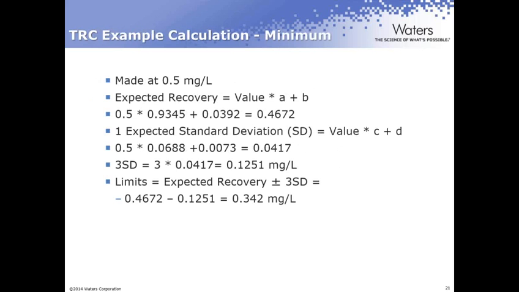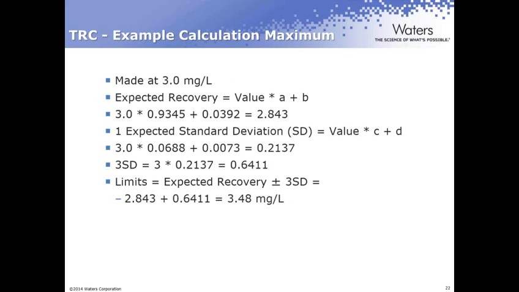So what I'd like to do is do the same calculations that we did for fluoride with residual chlorine. If we made it at the absolute minimum concentration possible for the chlorine, which is 0.5 milligrams per liter, we calculate our expected standard deviation and our expected recovery. We multiply that expected standard deviation by a factor of 3. We come up with 0.1251 milligrams per liter. So we can use that information again to calculate an exact minimum concentration that you can report and still pass your PT sample, which is 0.342 milligrams per liter.